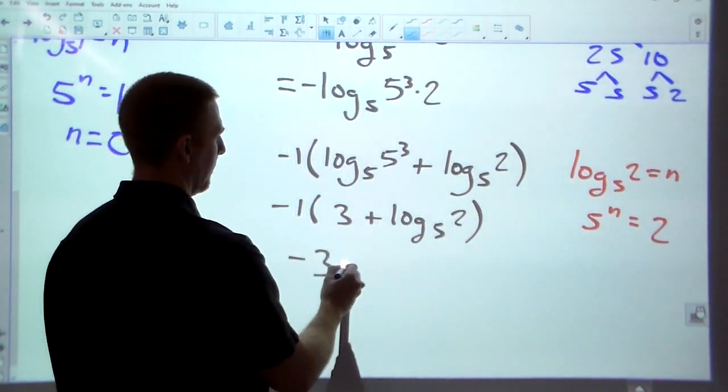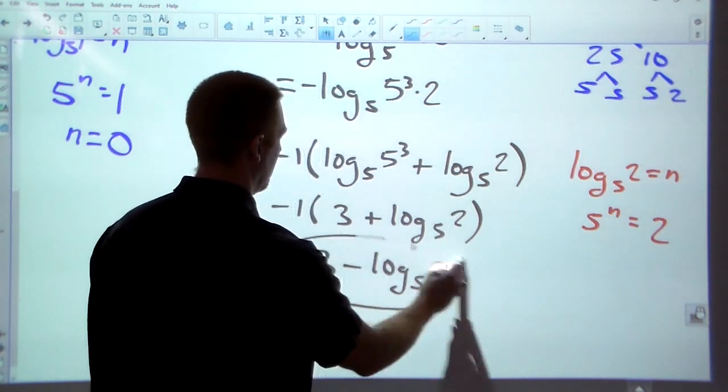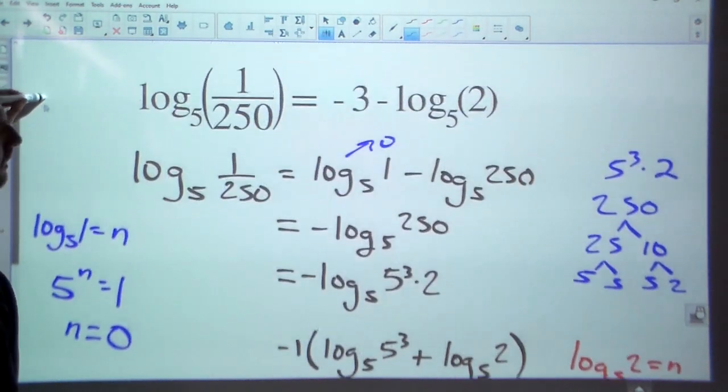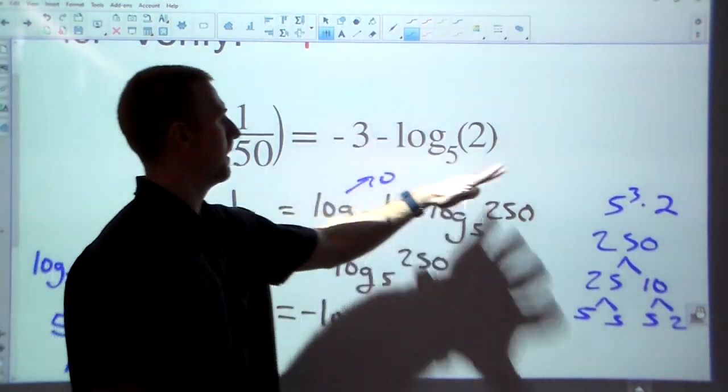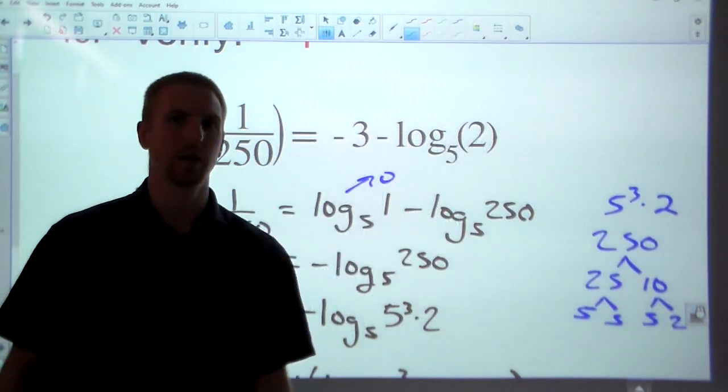Let's apply that. So negative 3 minus log base 5 of 2. And I believe that's what it was supposed to equal in the first place. If it does, we are good to go. So that was a verification. We picked one side and worked it out until we got it to be the other side.